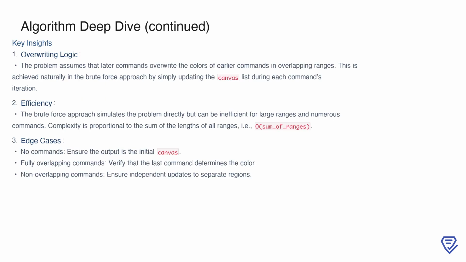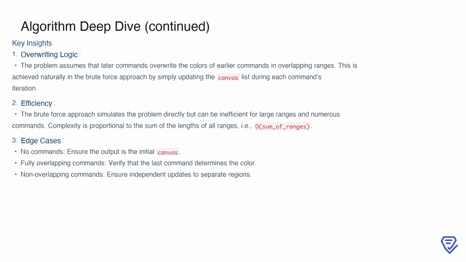This example highlights several key insights about the brute force approach. First, the overriding logic is naturally handled by directly updating the canvas during each command's iteration. Later commands automatically replace earlier colors in overlapping regions. However, this approach can become inefficient for large input sizes since the time complexity depends on the sum of the lengths of all ranges. This makes it proportional to the sum of ranges.